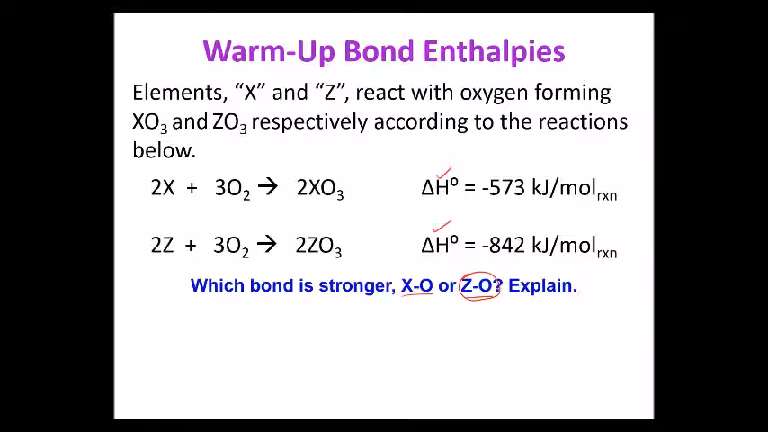Now, can we explain why? How do we know this? We're focusing on bond enthalpies. Remember, there are multiple ways to calculate delta H. We can use Hess's law, we can use formations, we can use the bond enthalpies, multiple ways. If we're using bond enthalpies, what does that entail? What equation are we looking at?